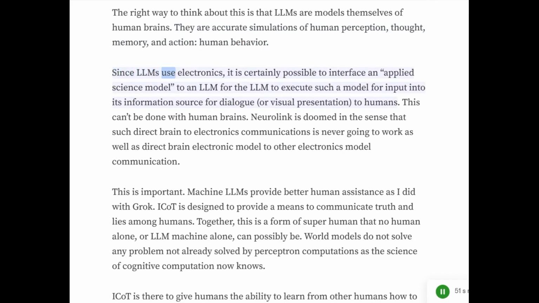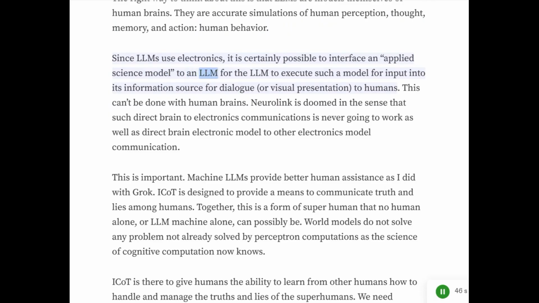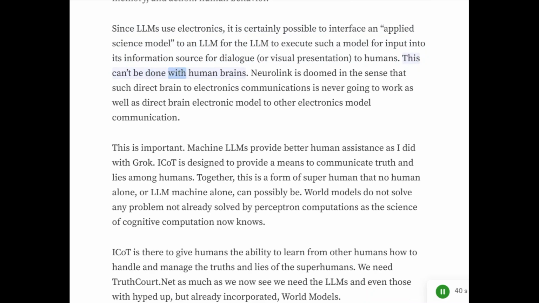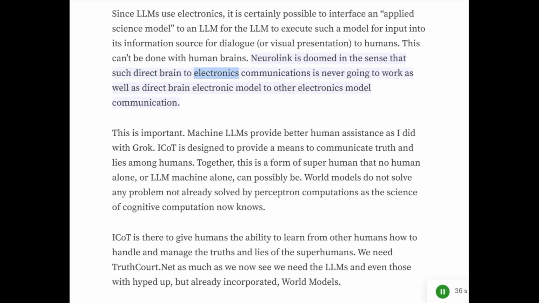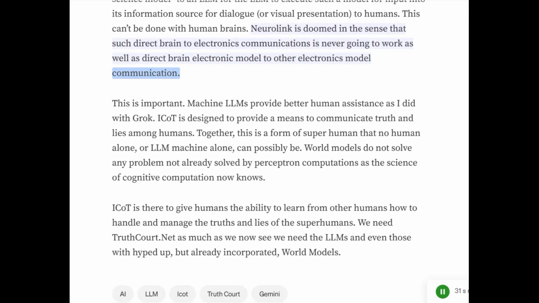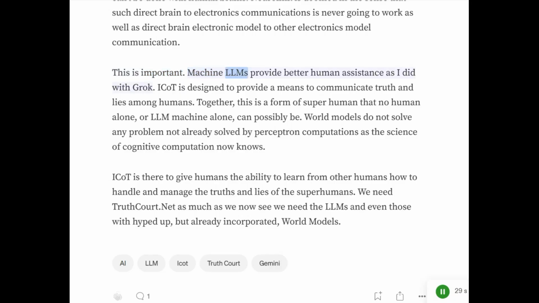Since LLMs use electronics, it is certainly possible to interface an applied science model to an LLM for the LLM to execute such a model for input into its information source for dialogue or visual presentation to humans. This can't be done with human brains. Neuralink is doomed in the sense that such direct brain-to-electronics communication is never going to work as well as direct brain-electronic model to other electronics model communication. This is important. Machine LLMs provide better human assistance, as I did with Grok.